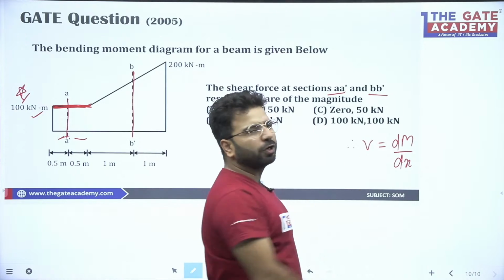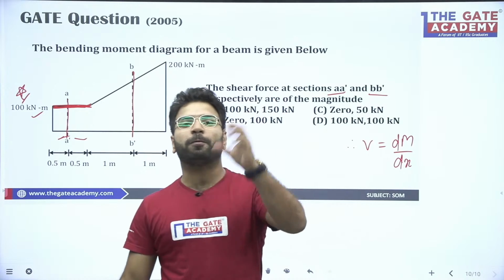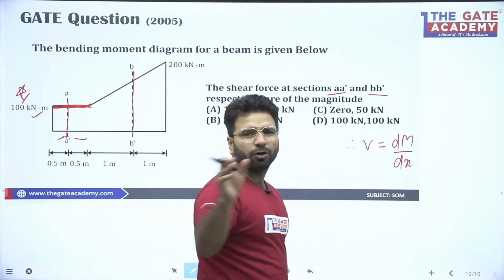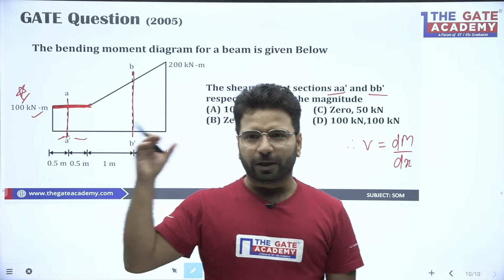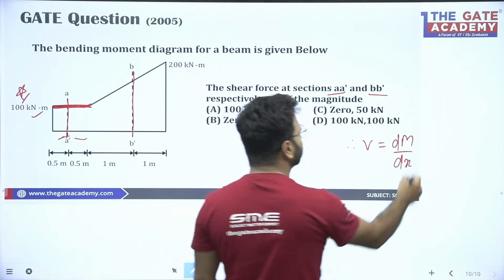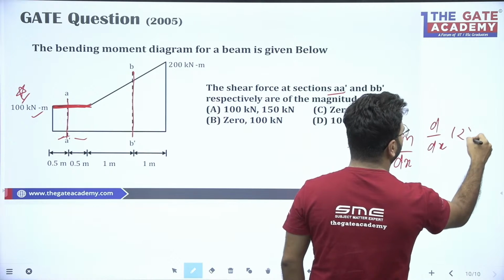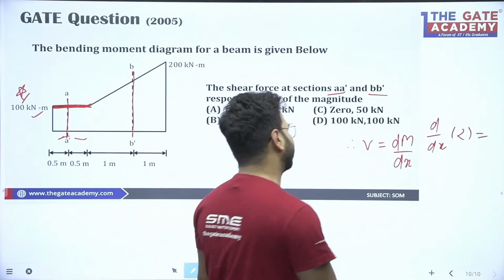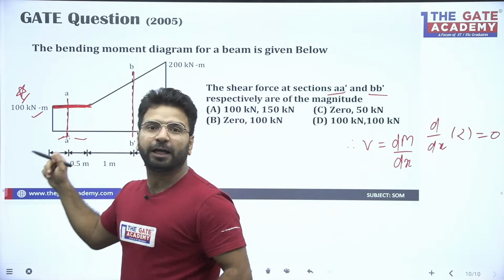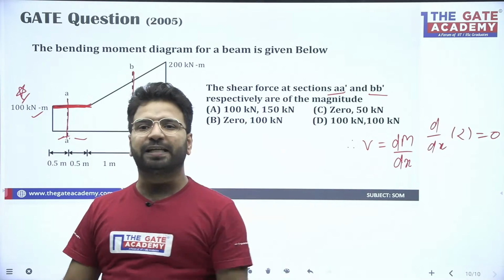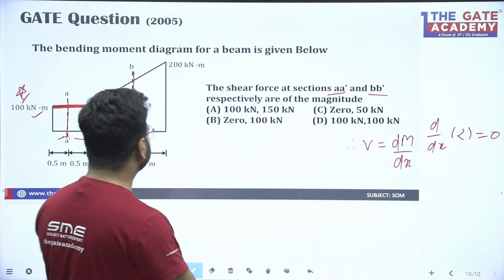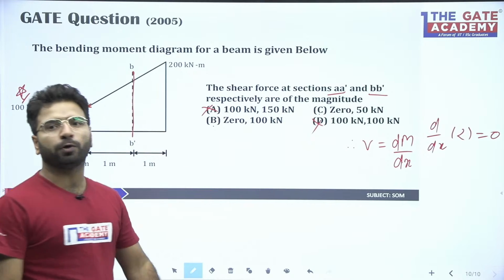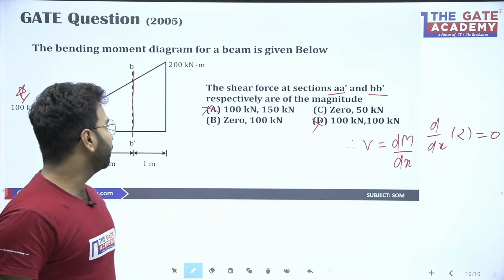So if bending moment is constant, if you take the first derivative of any constant, what will be the shear force? If I ask you d by dx of 2, or any constant quantity, what will you get? You will get 0. Similarly, if bending moment is constant in a particular section, definitely shear force will be 0. So you can see here options B and C are in the picture, A and D are not, because both are 0.